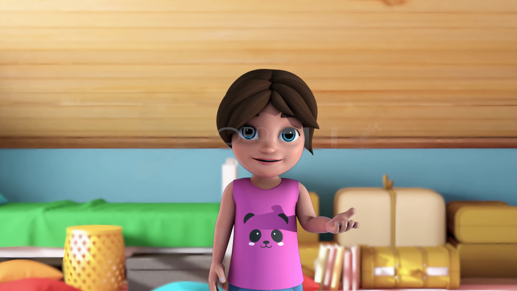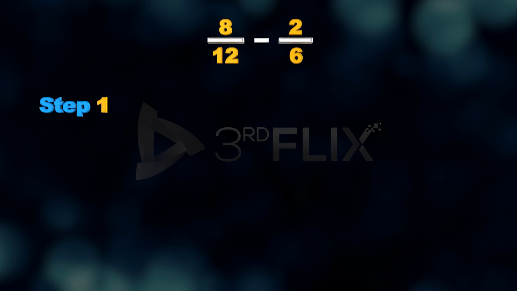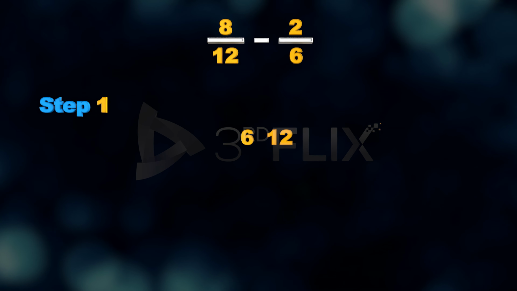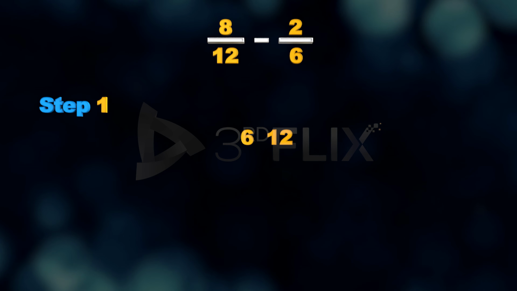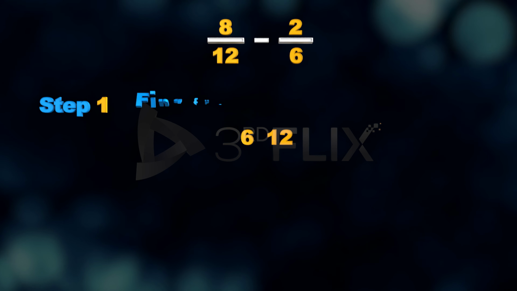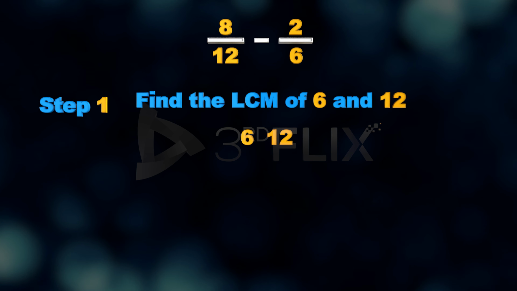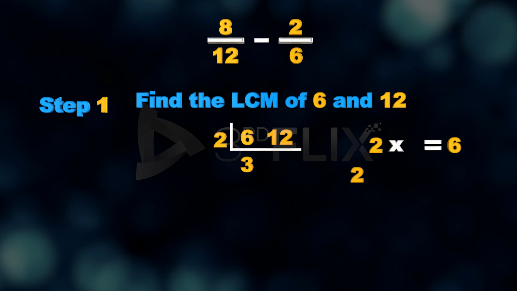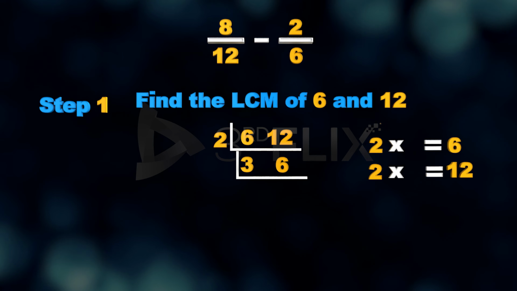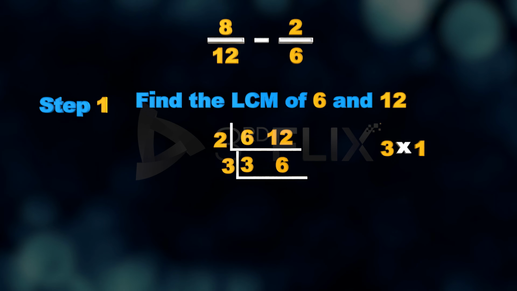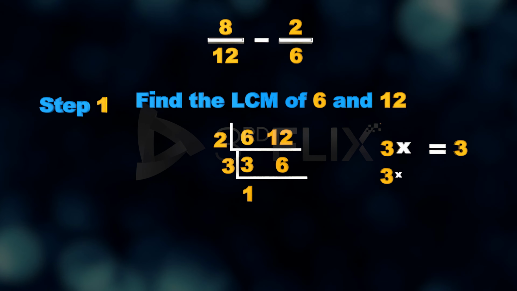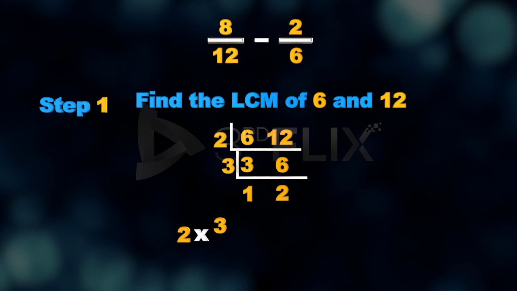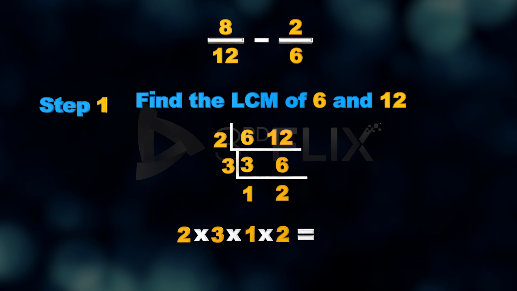Let's subtract. Step 1. Here, the two denominators are different. So, we first find the LCM of 12 and 6 by using the division method. Find the LCM of 6 and 12. 2 into 3 is 6 and 2 into 6 is 12. Now 3 into 1 is 3 and 3 into 2 is 6. So 2 into 3 into 1 into 2 is equal to 12.